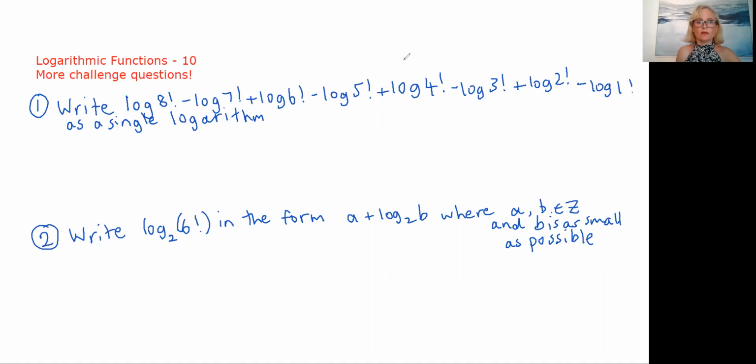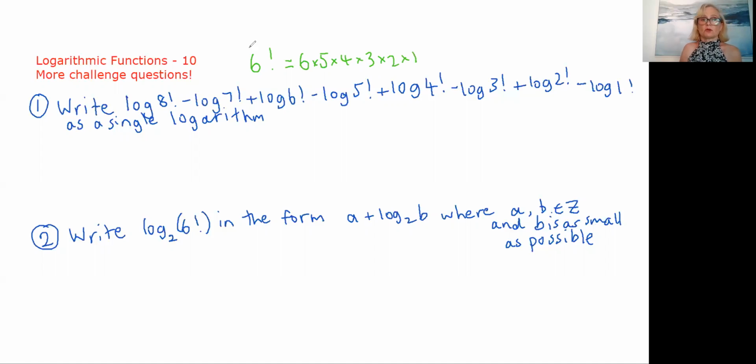We're working through a few challenge questions that are using our log laws. Today in this video, I want to introduce something to you that you probably haven't seen yet, and it's the factorial sign. The first time I saw it, I thought it was exclaiming, 6, yay! What it means is 6 factorial means 6 times 5 times 4 times 3 times 2 times 1.